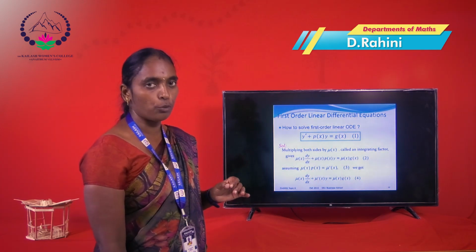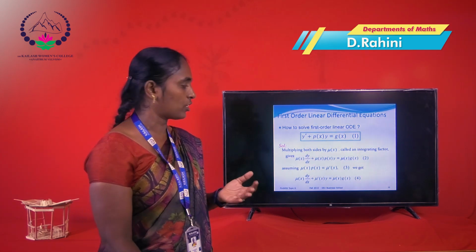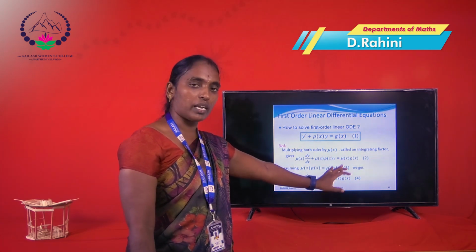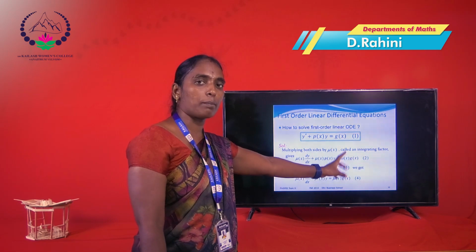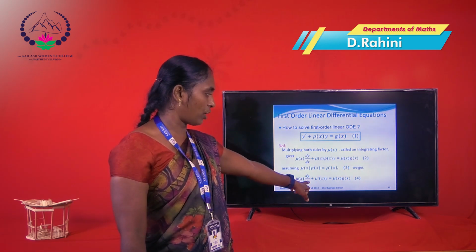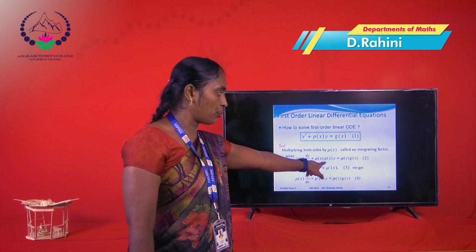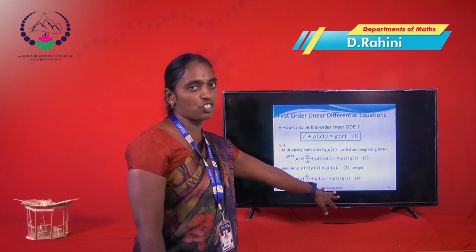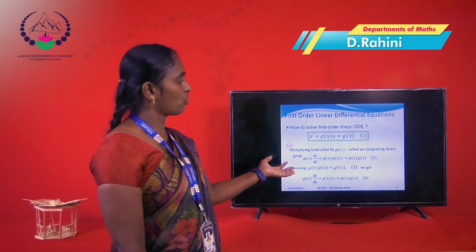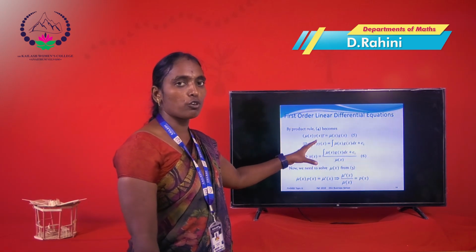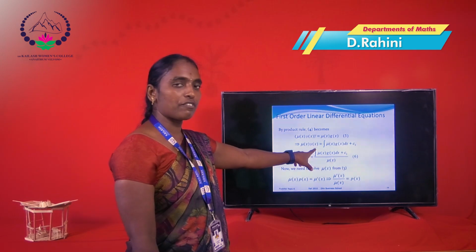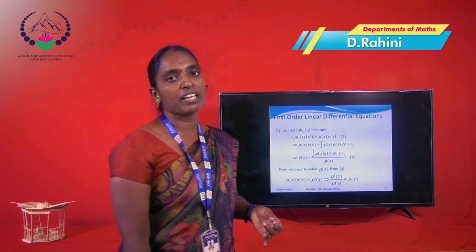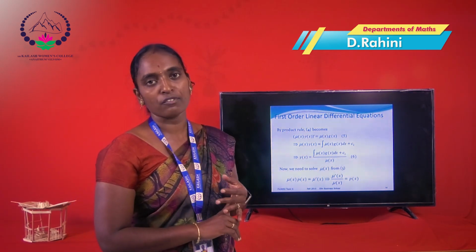Next we have to assume mu of x into p of x is equal to mu dash of x. So this is equation number 3. So next we have to replace equation number 3 in equation number 2. We get mu of x into dy by dx plus, in the place of mu of x p of x, mu dash of x into y equal to mu of x into g of x. This is equation number 4. So next, by the product rule, 4 becomes mu of x y of x whole dash is equal to mu of x into g of x. This is equation number 5. Already we know the basic condition of derivatives.